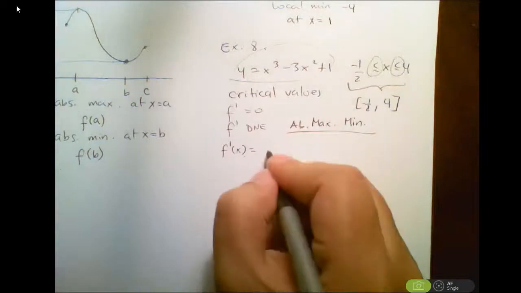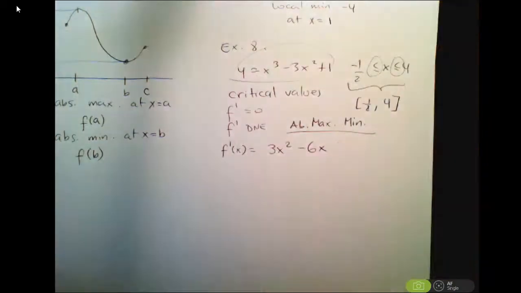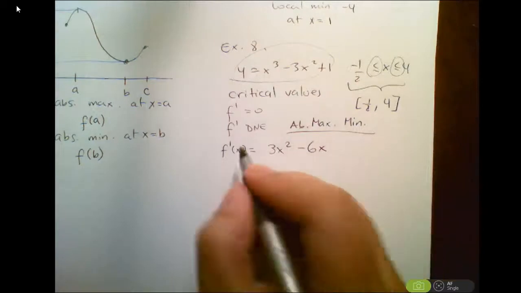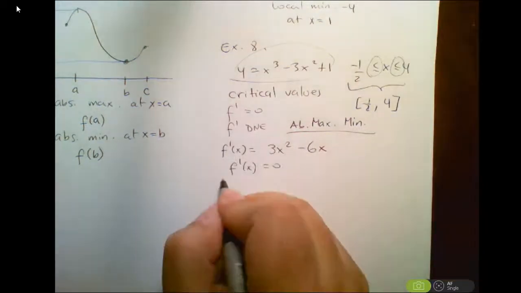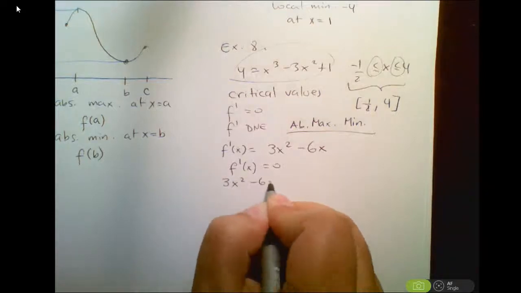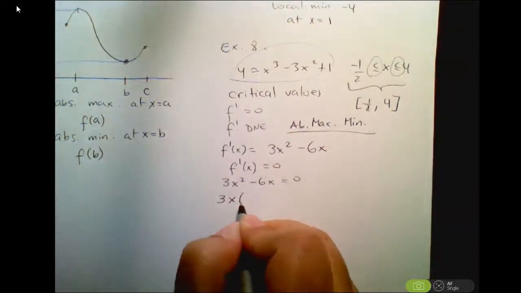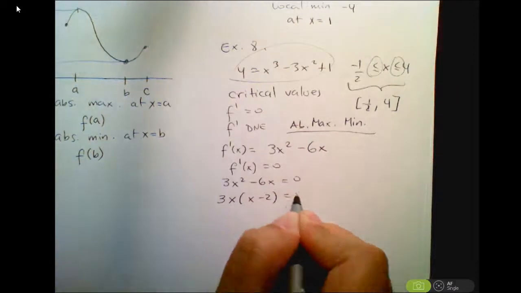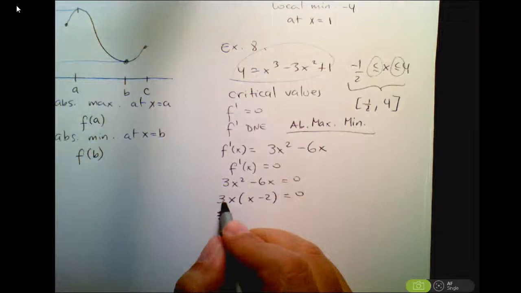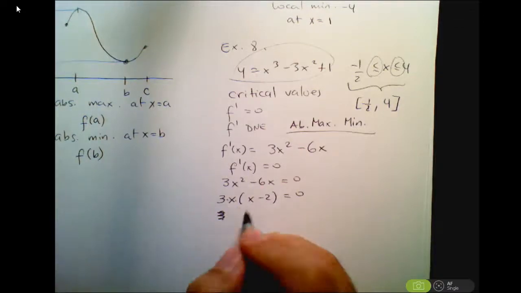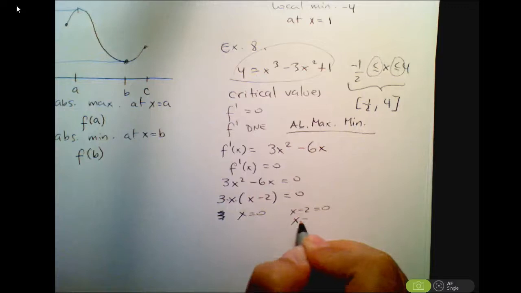So I find the derivative, I use the power rule: 3x squared minus 6x, the derivative of 1 is 0, and that will be it. Now I want to know for what x is f prime of x equal to 0. So I'm going to set that equal to 0. Now I can factor out the greatest common factor. This is 3 times x minus 2. So x is 0, or x minus 2 is 0, which gives me x equals 2.